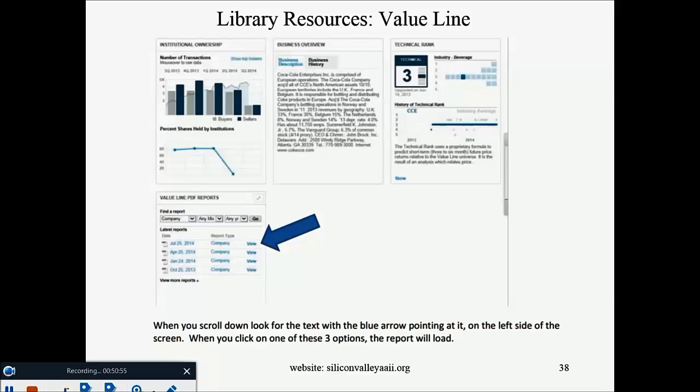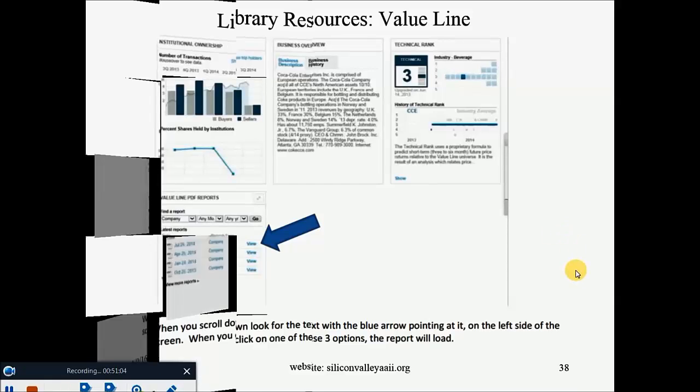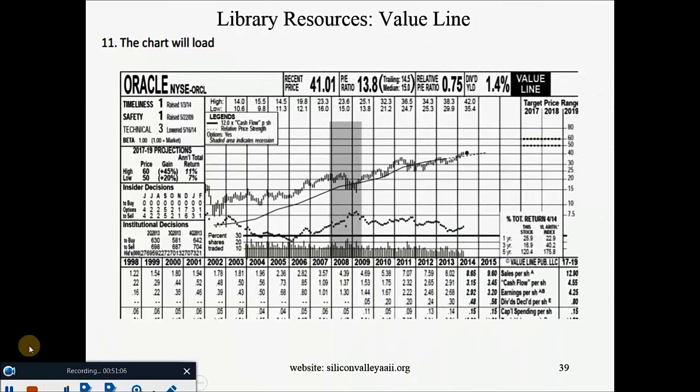And so what they're saying is if you want the value line sheet, you've got to come down here and click on the link and you'll get to the value line sheet. So I go ahead and click, and here's the infamous value line sheet. I can tell you, this one happens to be for Oracle. It has a timeliness rating of 1. It has a safety rating of 1.